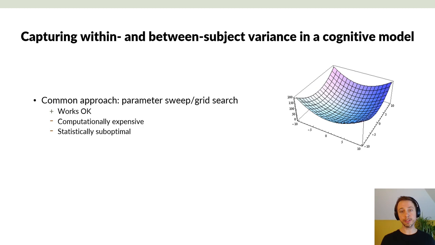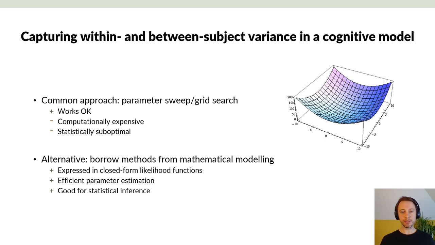So perhaps a more productive approach is to borrow methods from mathematical psychology, which are typically much better suited for finding specific parameter values and quantifying their uncertainty. Unlike cognitive architectures, which lack a formal statistical framework, mathematical models can usually be expressed in closed-form likelihood equations that lend themselves to parameter estimation and statistical inference. These models can be fit more efficiently, and they can also be integrated into a Bayesian framework.